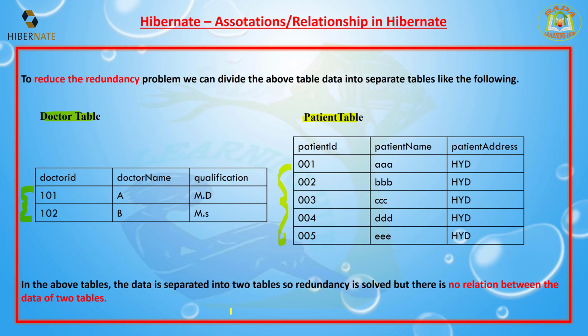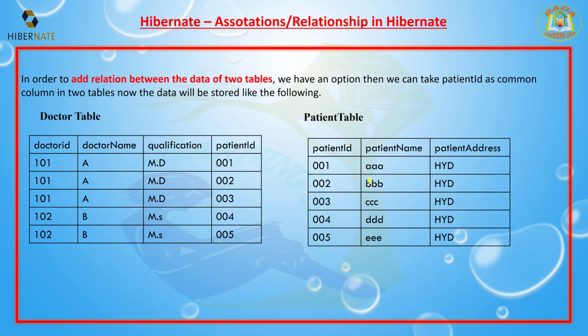The problem is that it is separated into two tables. That is fine, the redundancy is solved, but there is no relationship between the tables. Which doctor is treating which patient, there is no information. In order to add the relationship between the tables, we have an option: we can take the patient ID as a common column in the two tables. Now the data will be stored like this.